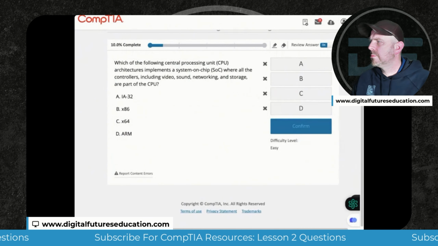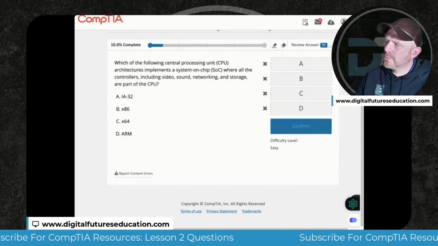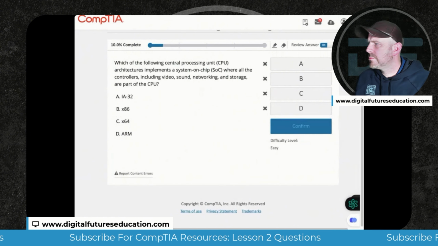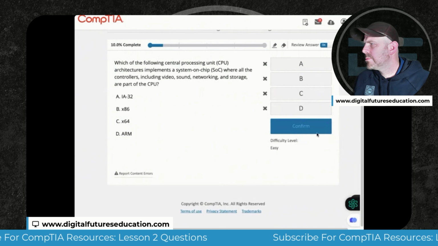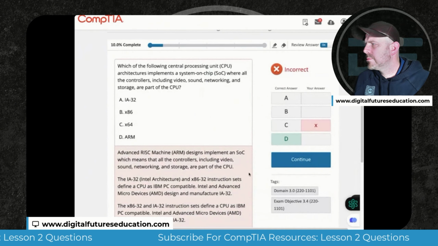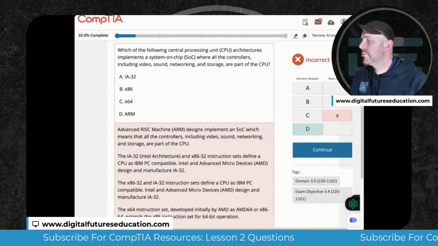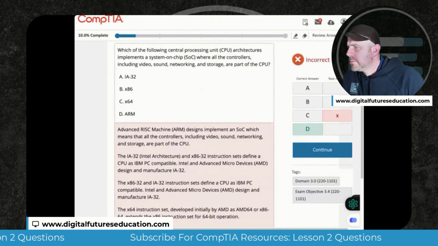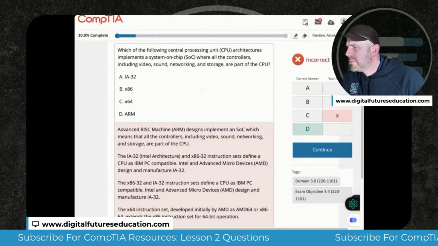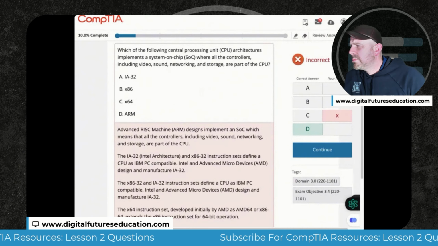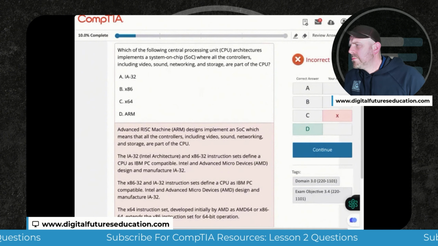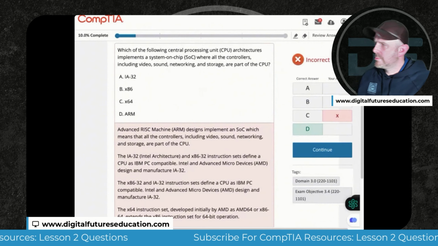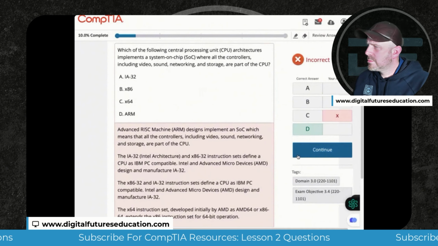Which of the following central processing unit (CPU) architectures implement a system on chip (SoC) where all the controllers, including video, sound, networking, and storage, are part of the CPU? All right, now I'm going to put C. I'm going to go with, oh, it was D. So what is D? D is ARM, Advanced RISC Machine. ARM designs implement an SoC, which means that all the controllers, including video, sound, networking, and storage, are part of the CPU. ARMs were originally used in phones, and then they got moved to Chromebooks. So they're like a super small system. That's the movement of technology, right? Every 2 years, everything's going fast.